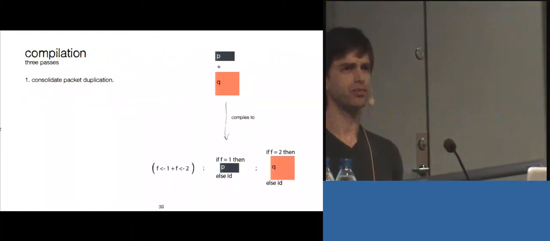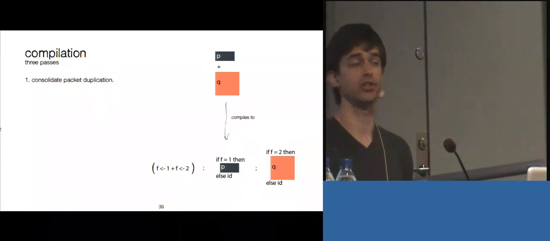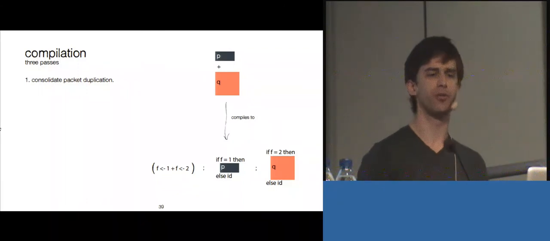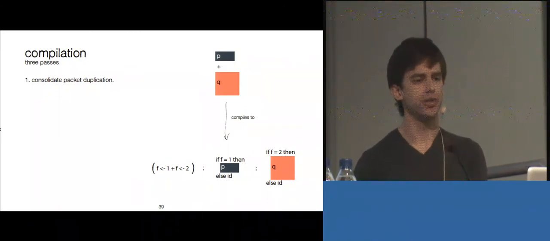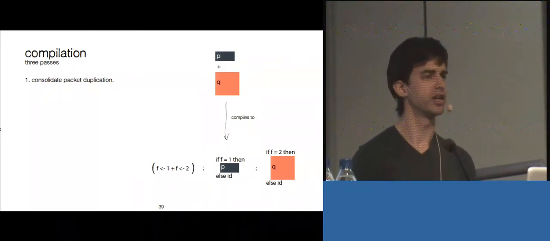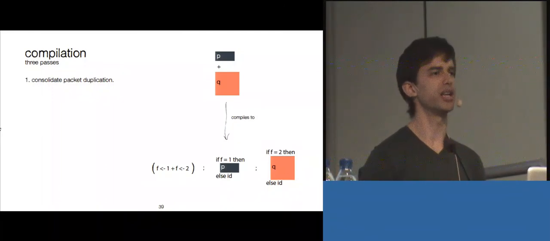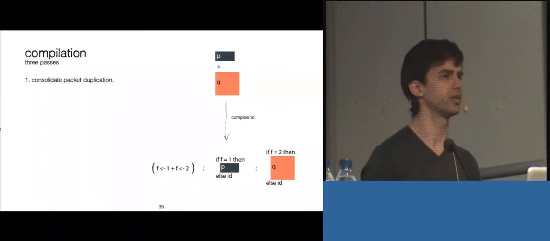So briefly going through these. The first two passes rely on introducing additional metadata on the switch to account for decisions that would have been made in the virtual sense. So, for example, if we're taking the union of P and Q, two arbitrary policies, our goal is to extract out the packet duplication. And so we do that in this first stage, where we set a new bit of metadata, which we'll call F, with a unique tag for each packet copy.